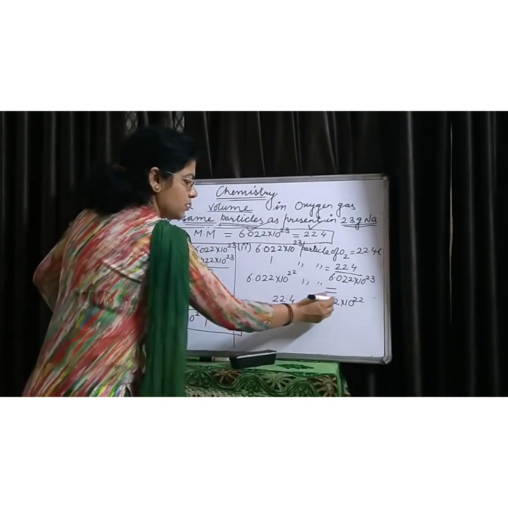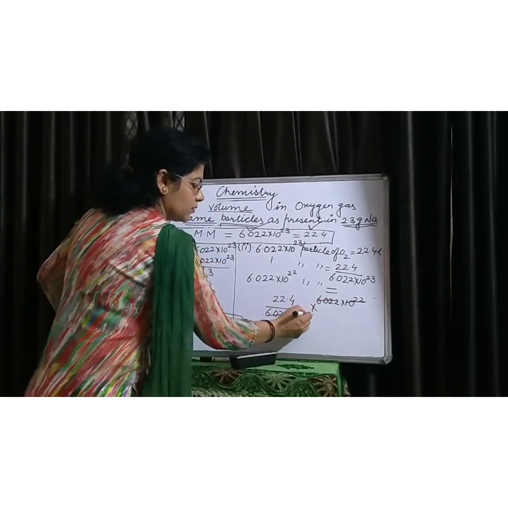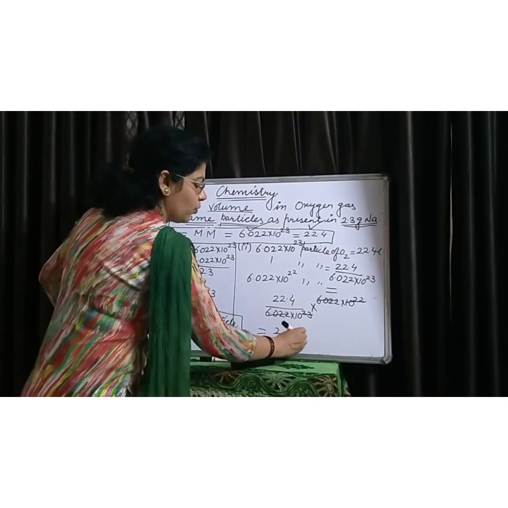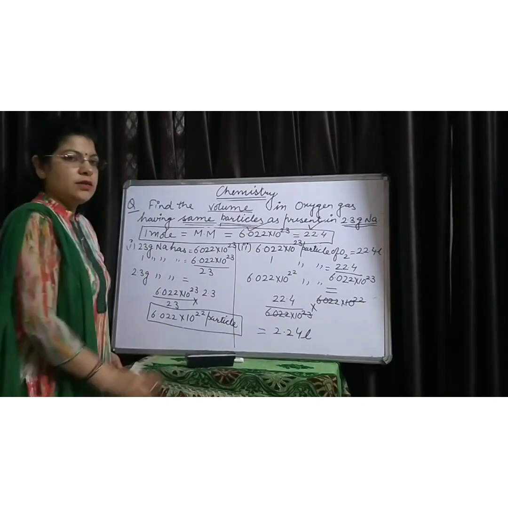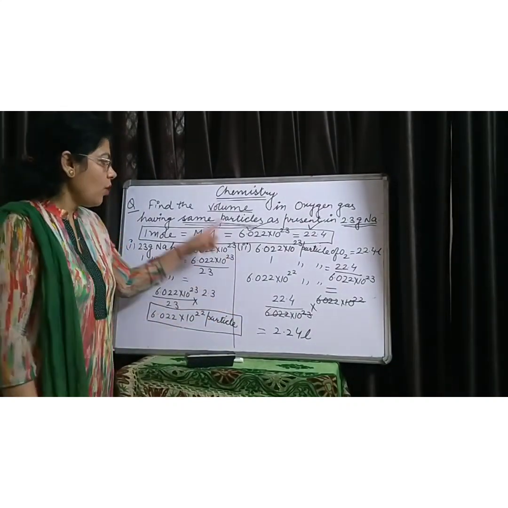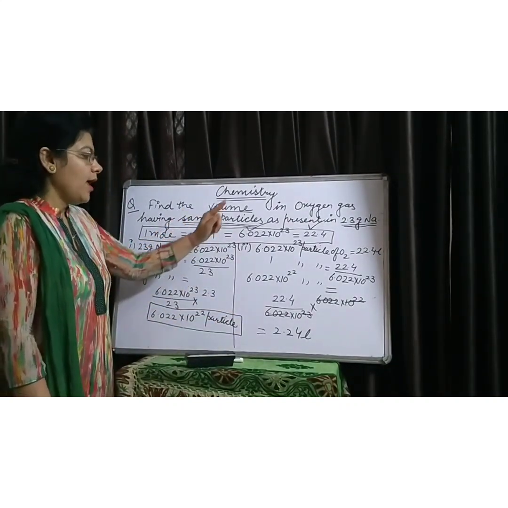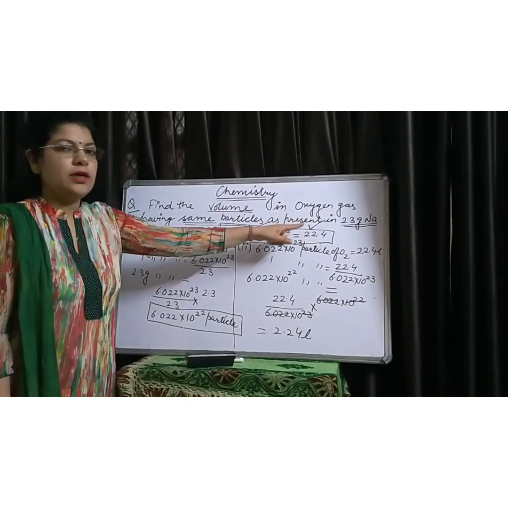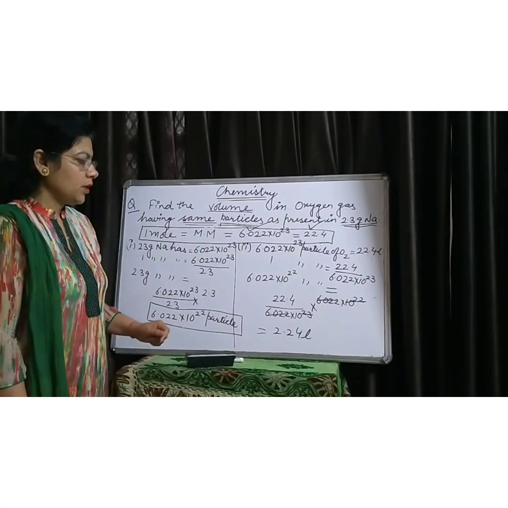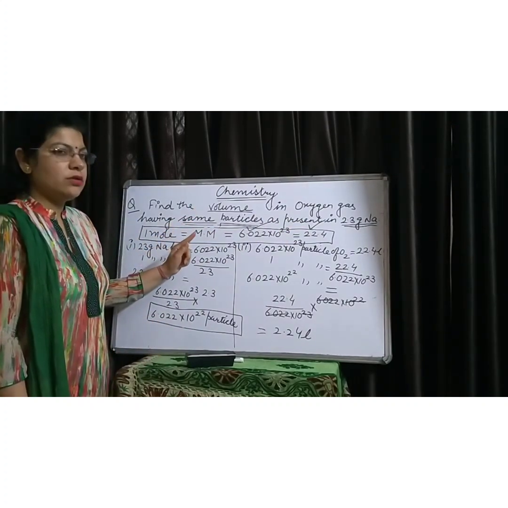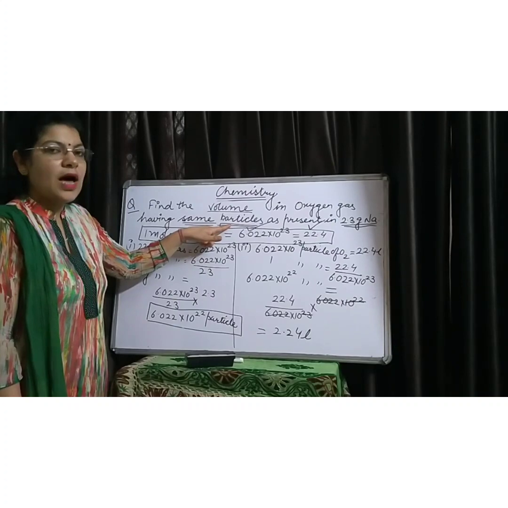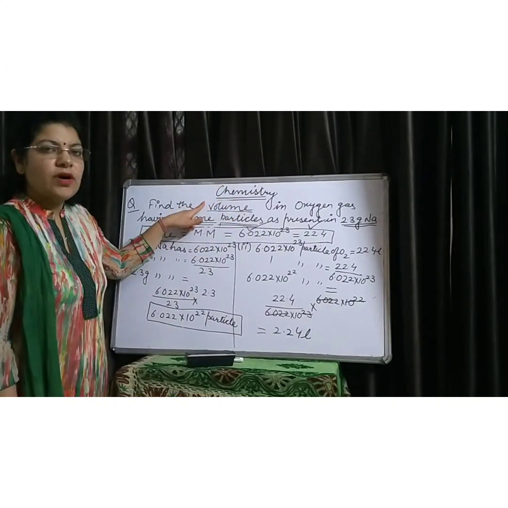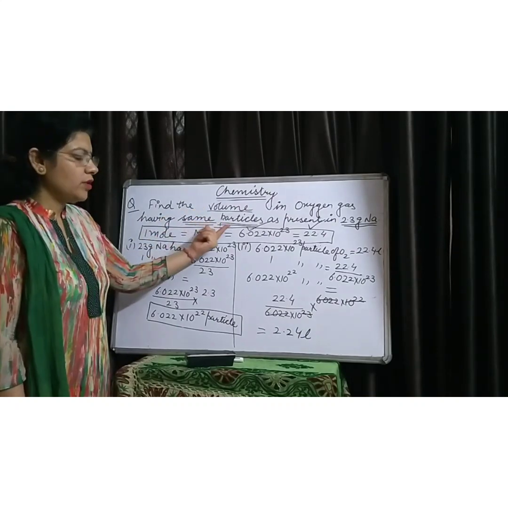When you solve this, it comes out to be 2.24 liter. This is the volume of the oxygen gas having particles equal to 2.3 gram of sodium. In this type of question, start from the last line or last part and come to the first part after solving the second part.